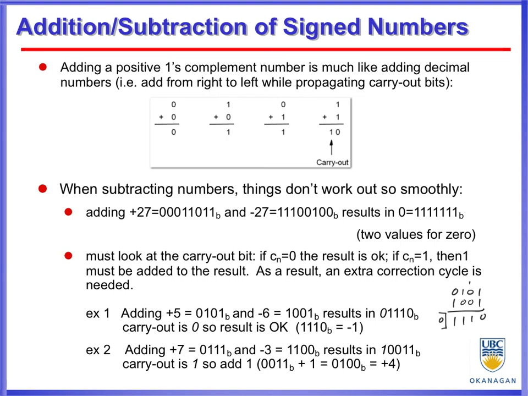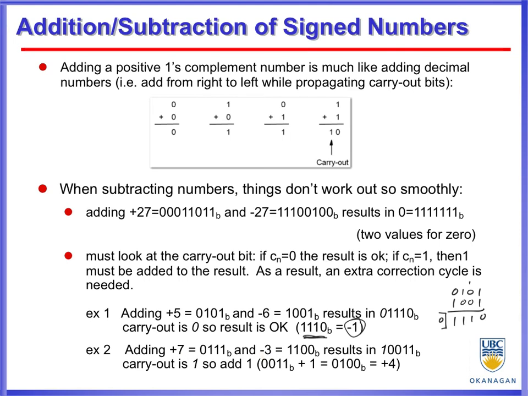Okay? The result being 1, 1, 1, 0 is correct. It's the ones complement version of negative 1. Okay? We can see that the sign bit is 1, meaning it's a negative number. Which negative number? We'll invert all these bits, and we would get 0, 0, 0, 1. So it would be negative 1, which is correct for 5 minus 6, or 5 plus negative 6. So that's fine. Well, what about 7 plus negative 3, or 7 minus 3?